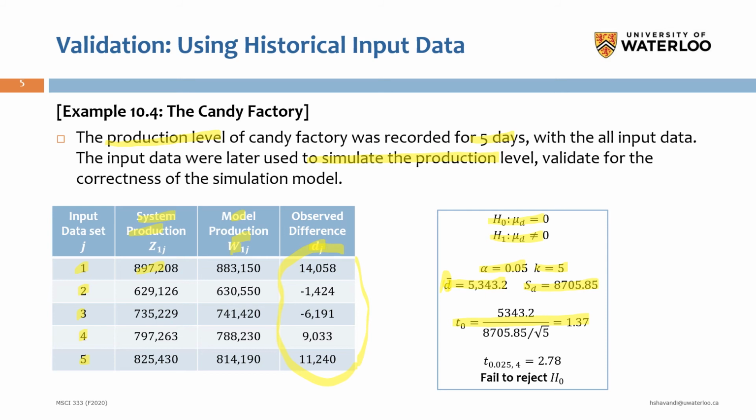Now we go to the t distribution table in order to obtain the critical value. Since alpha is 5%, the half alpha becomes 0.025, and the degrees of freedom here is 4, k minus 1. So the critical value obtained from the t distribution is 2.78, and as you see here, the 1.37 lies between negative 2.78 and positive 2.78. So we fail to reject the null hypothesis.